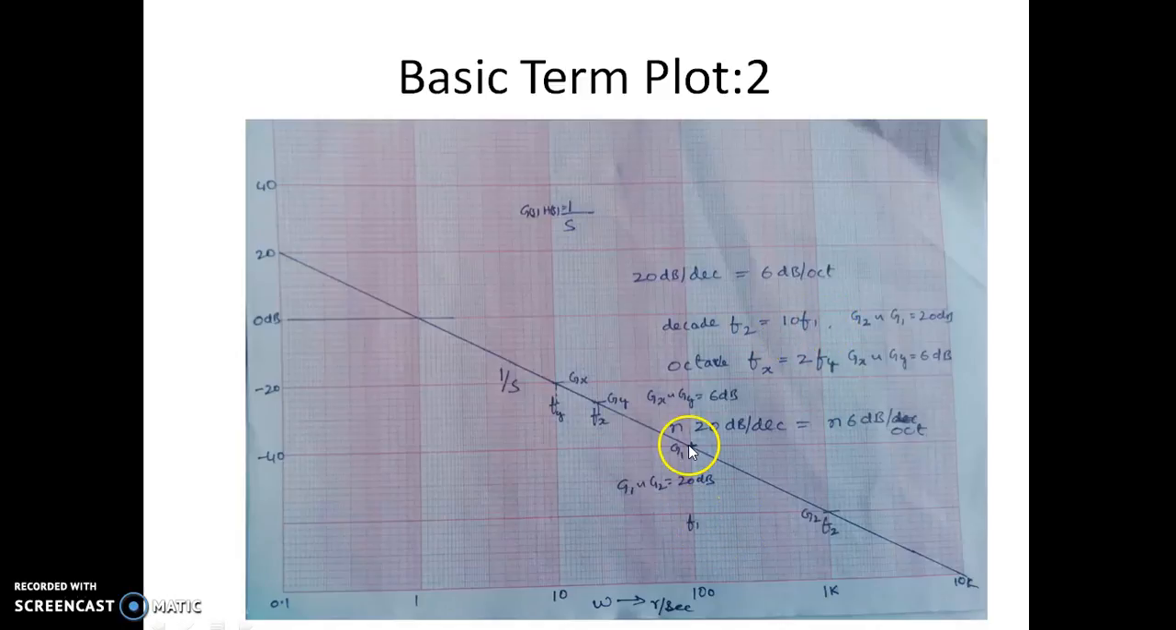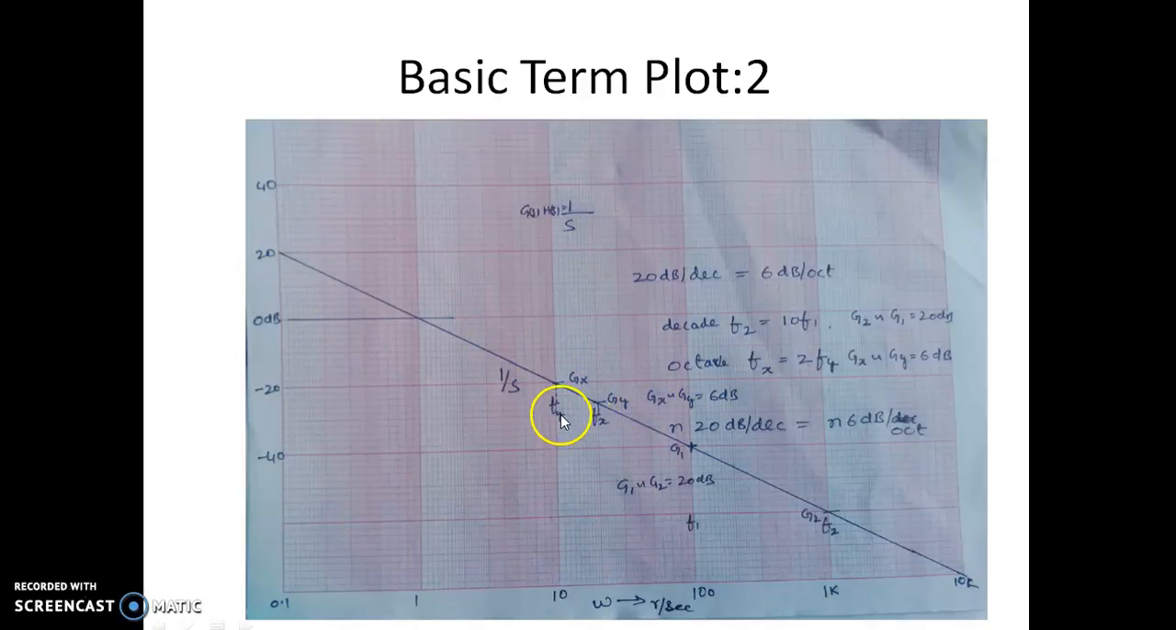So at f1 we have a gain g1, at f2 we have a gain of g2. So the difference in the gain will be 20 dB if the ratio of the frequencies is 10. So we say it as 20 dB per decade. So there's a 20 dB difference between G1 and G2, and you can see there is a ratio of frequency which is decade. We write it as 20 dB per decade. Similarly, this is the same line having a slope of minus 20 dB per decade.